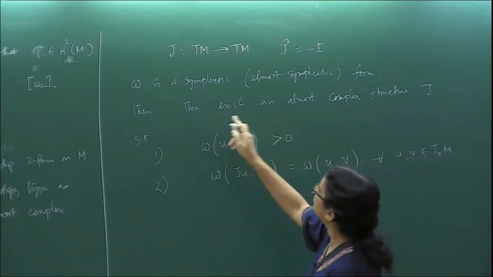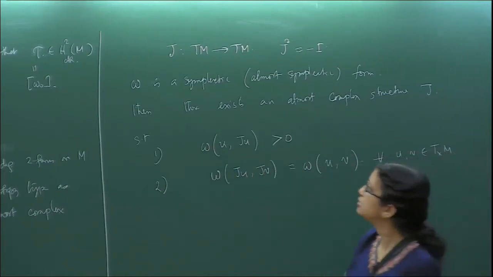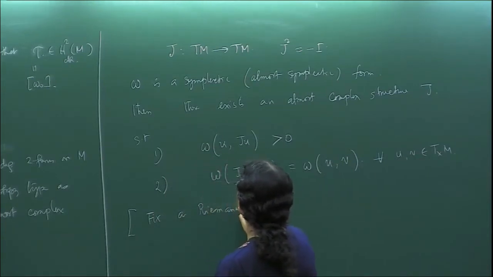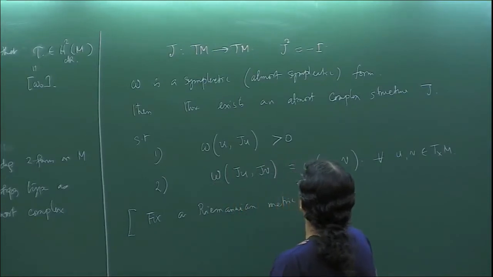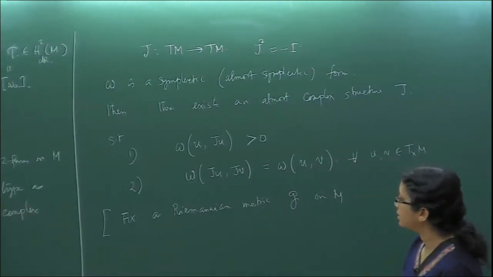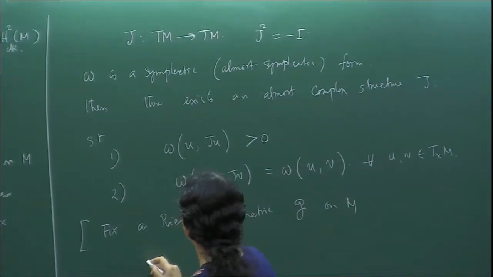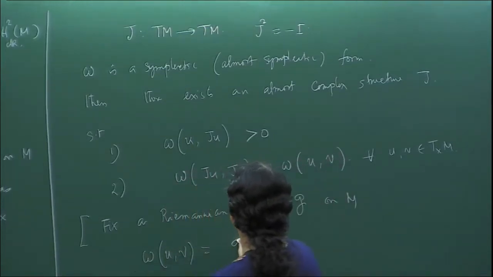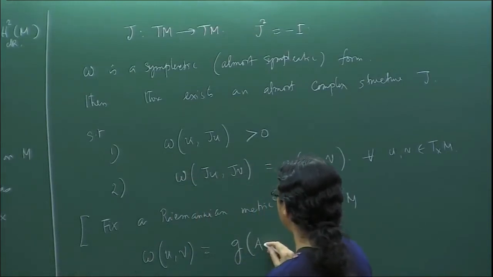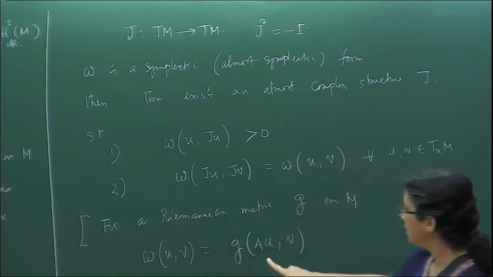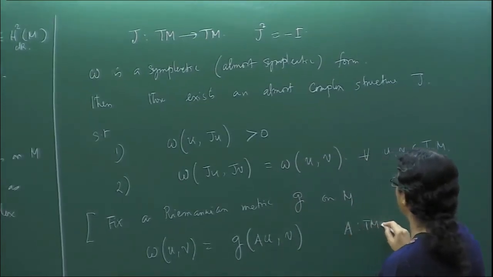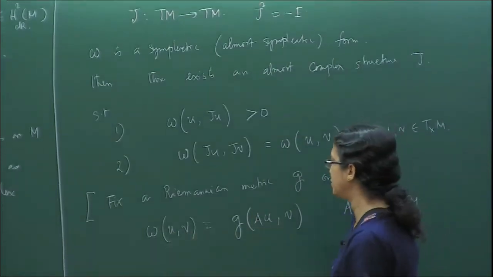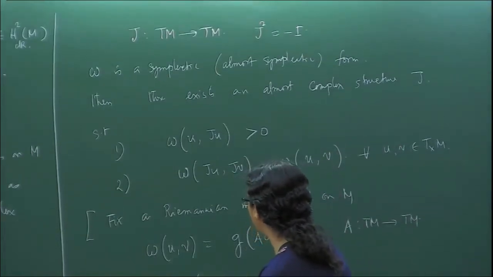Now this existence can be done actually pointwise. The construction is this: fix a Riemannian metric g on M, and then, given this, g is symmetric, omega is antisymmetric, then we can define an A. So A is some bundle map such that this condition is satisfied because both omega and g are non-degenerate. Now you can show that, okay, you take this decomposition.